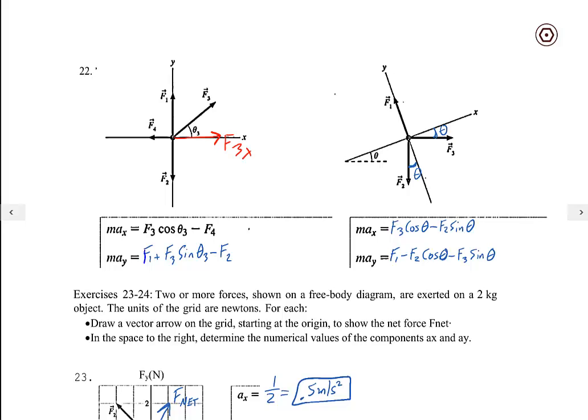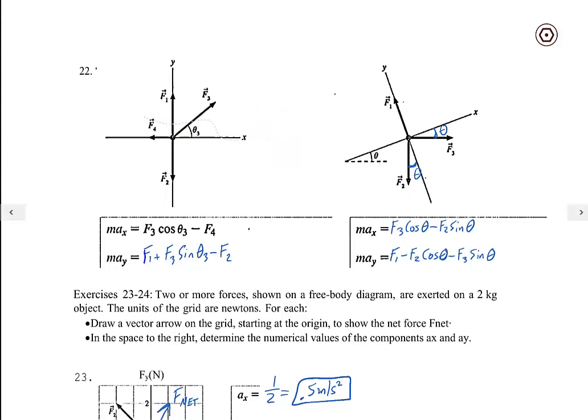For our F3x, instead of putting that in our statement, because it's adjacent to angle 3, it would be F3 cosine theta 3, and we're putting that in instead of F3x, which you can see in the statement. And then F4 is acting to, or pulling to the left, so it's negative 0.4.